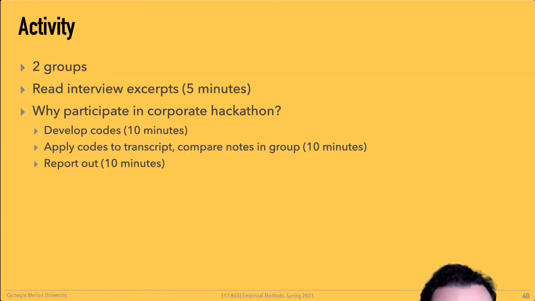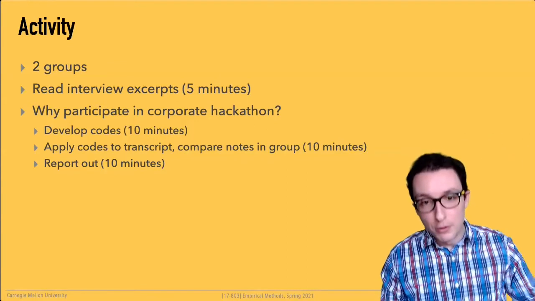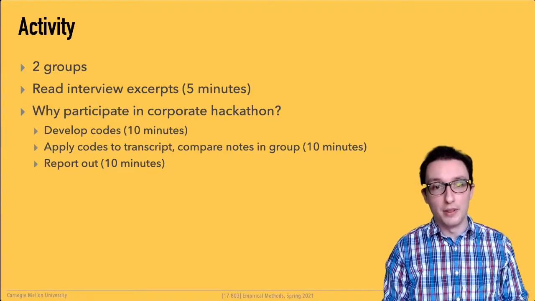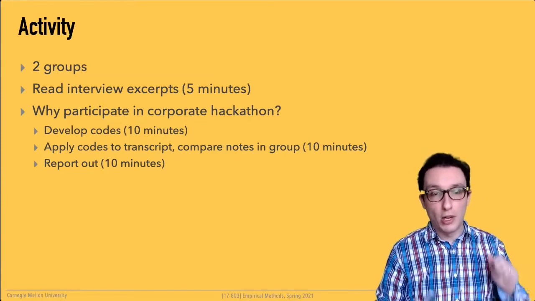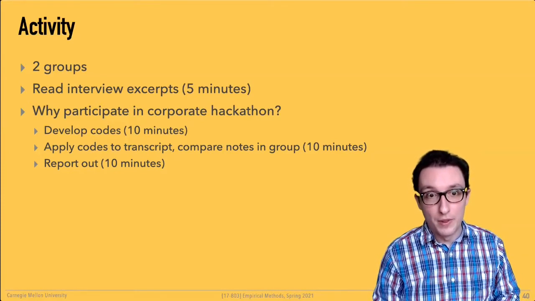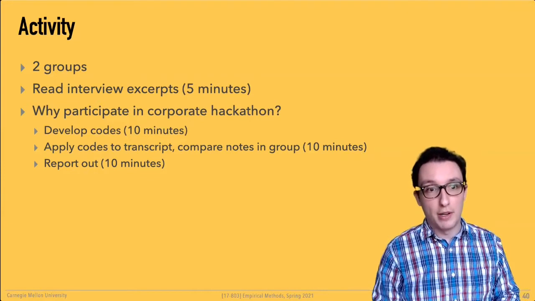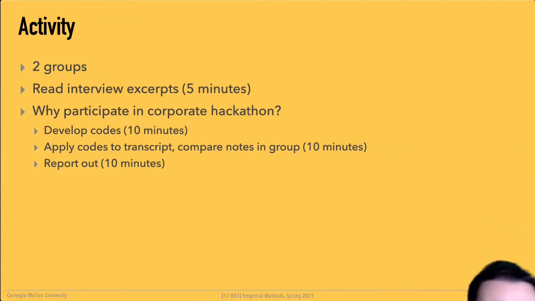Okay, so imagine you have conducted a series of interviews, or your fellow researchers, colleagues have conducted a series of interviews, and I've given you transcripts of those interviews where people talk about their experience with these hackathons. Your research goal is to answer this question: why do people participate in corporate hackathons? So I'd like you to develop some codes and apply them to the transcripts, and compare notes among yourselves and report back. The reason why I'm asking you to do this in two groups is to see how different or how consistent the two sets of codes will be between the two groups.